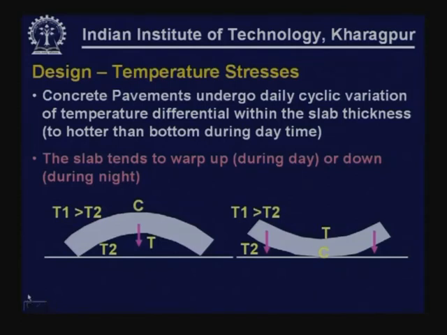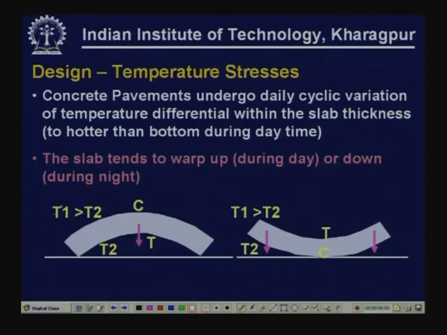These two situations are depicted here. If the top temperature is more than the bottom temperature, it is going to be taking this shape, and its self weight or any other restraint that is available from the foundation is going to be pulling this down, resulting in tensile stress at the bottom and compressive stress at the top. On the other hand, if the top temperature is less than the bottom temperature, this is how it is going to take shape, and the self weight of the slab is going to pull this down, resulting in tension at top and compression at the bottom.